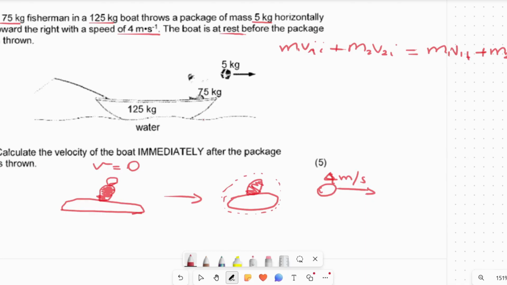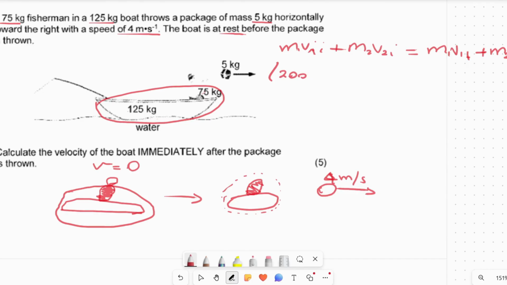But now let's understand. Remember, when I'm looking at object number 1, I'm looking at the boat and the fisherman. So I'm treating this as one system, because after the incident they remain together. So I'm looking at that as one object. Now I'm looking at 75 plus 125. That's going to be 200 kilograms. I hope my mathematics is serving me right there.